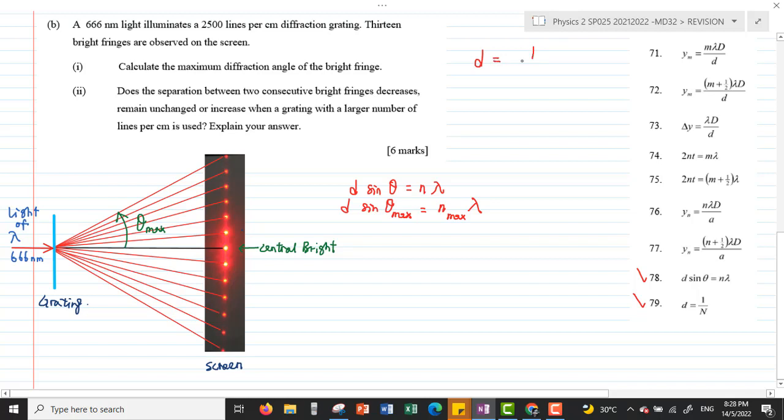So I calculate the diffraction grating spacing. I have d is 1 over N, so 1 over the grating having 2,500 lines per cm. So 1 over 2,500, I am going to get 4 times 10 to the power of negative 4 centimeter. Then I have to change it to the SI unit meter, so I have 4 times 10 to the power of negative 6 meter.